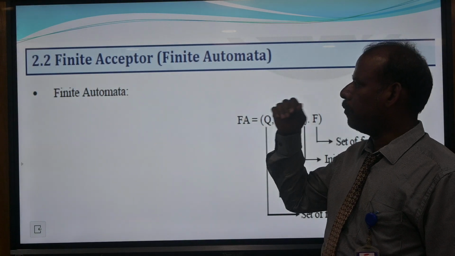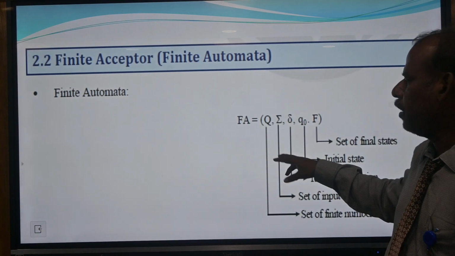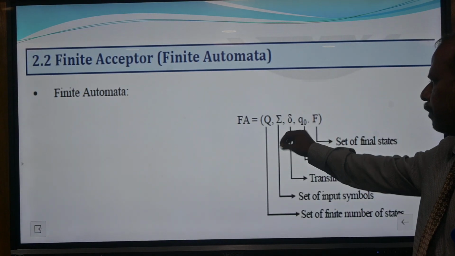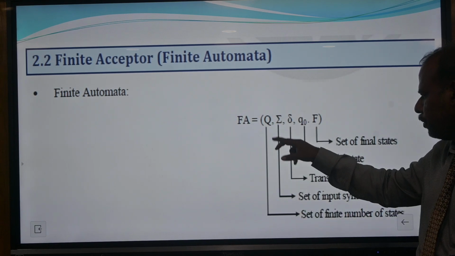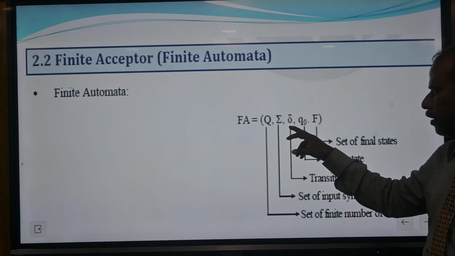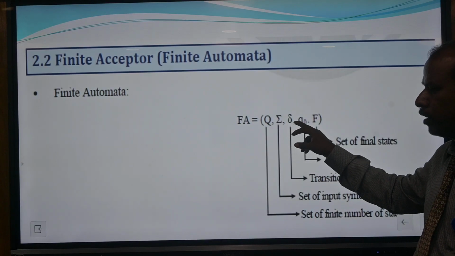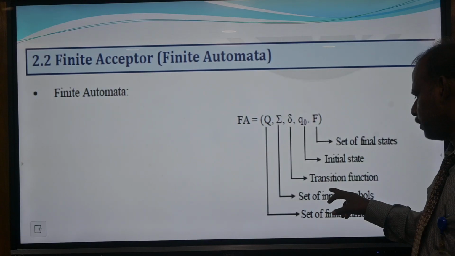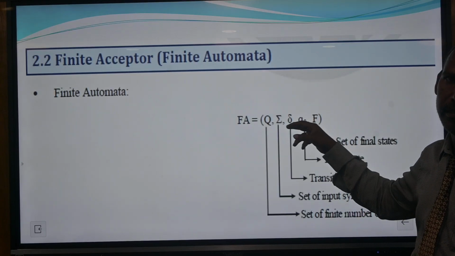Now, finite acceptors. A finite acceptor is represented by a 5-tuple. One is Q, the set of a finite number of states. Second is the set of input symbols. Then another is the transition function, another is the initial state, and another is the final state. These are the 5.